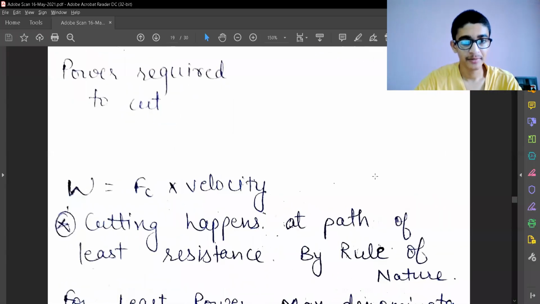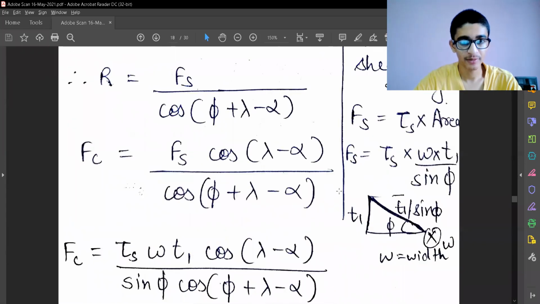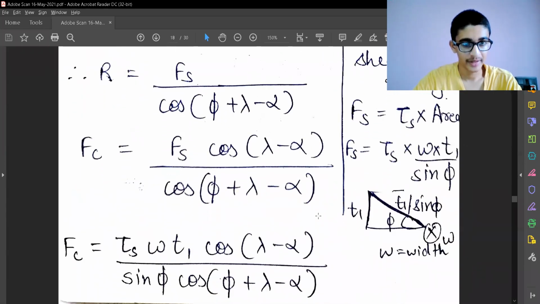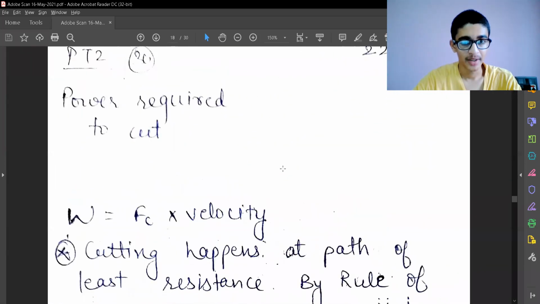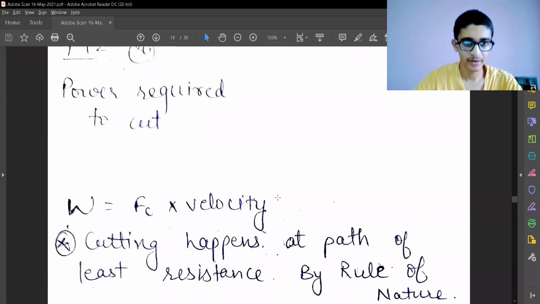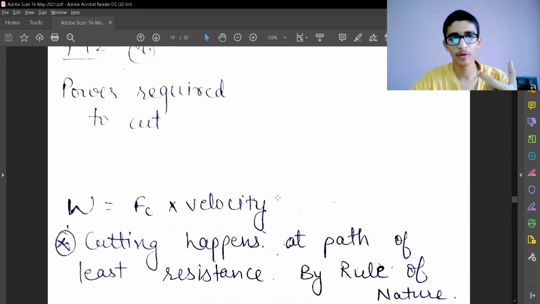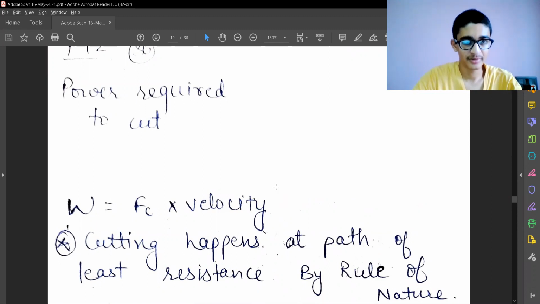So earlier we have seen the force required for the cutting. That was the cutting force majorly. We have other forces also involved, but the thrust force, which is perpendicular to the cutting force, is of very small magnitude. So we can generally ignore that force because it can be 10 times lesser. So that is not going to change my power required to cut.